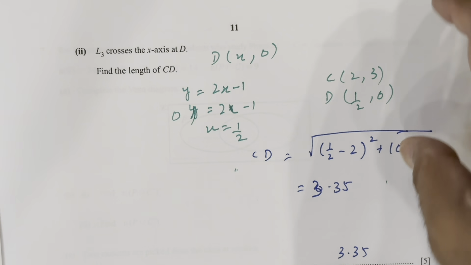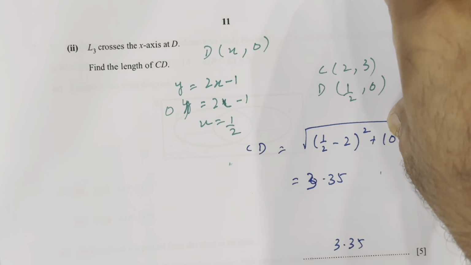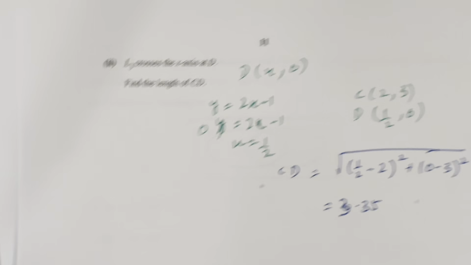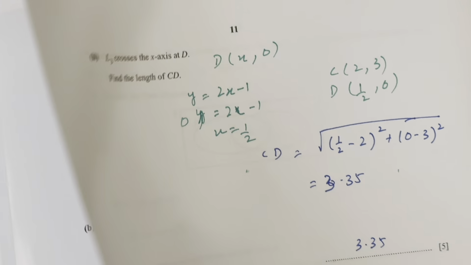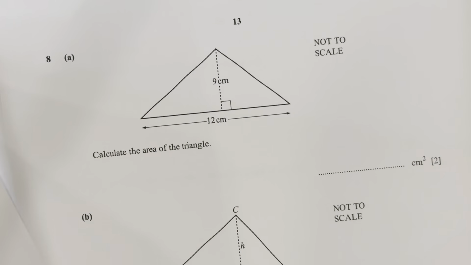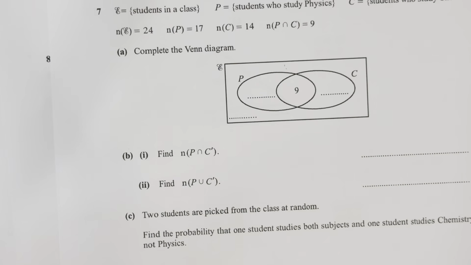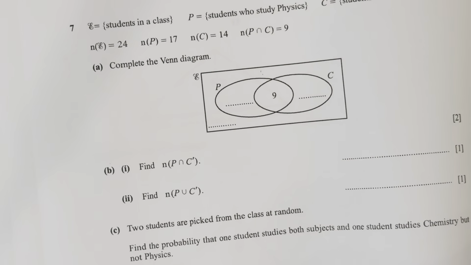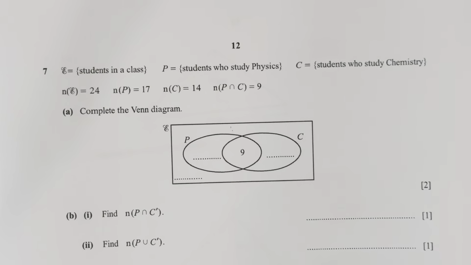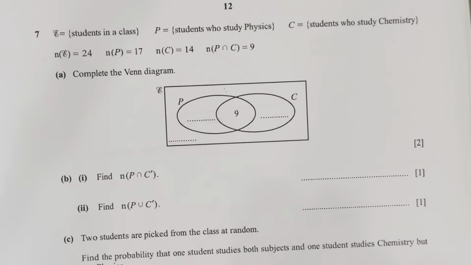Moving to question number 7. Question number 7 is from the topic of sets. The universal set shows the students in a class, P is the students who study physics, C is the students who study chemistry, and we need to complete the Venn diagram.